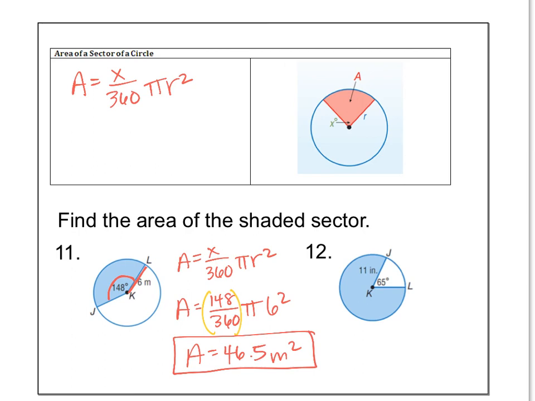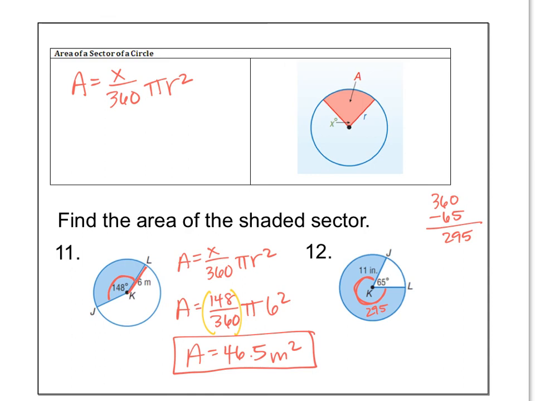Last but not least, number 12. They're trying to trick you here. You have to remember you're finding the area of the shaded sector. So the shaded sector is actually going to have degrees all the way around here, not the 65. So I think out of 360, if we subtract the 65, we wind up with 295 left. I think 295 is the angle of the sector. It's everything except the 65.